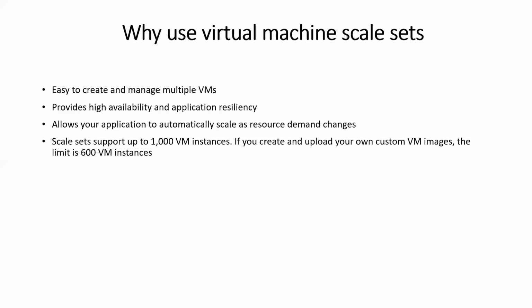It allows your application to automatically scale as resource demand changes. As I said earlier, if your machine is running out of RAM or CPU, it automatically increases the number of VMs that we have in a scale set. You can scale up to 1,000 machines if you're using the instances from Azure Marketplace. But if you're using your custom VM images, then the limit is 600 VM instances.